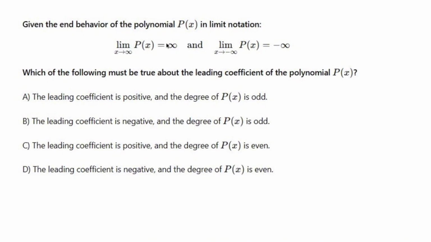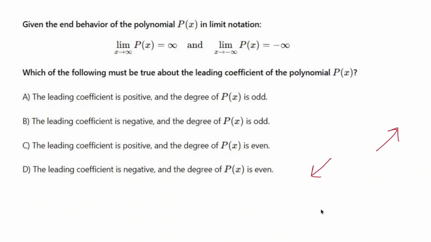Given the end behavior of the polynomial p of x in limit notation, I know that p of x is +infinity as the limit approaches +infinity. So the end is going to look like that. And as the limit approaches -infinity, p of x's end behavior is -infinity. So I start from the bottom, I end up at top, so kind of like Drake did.